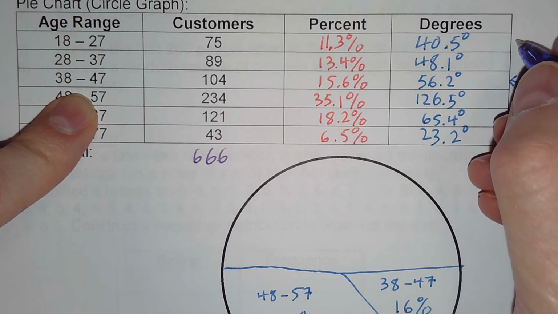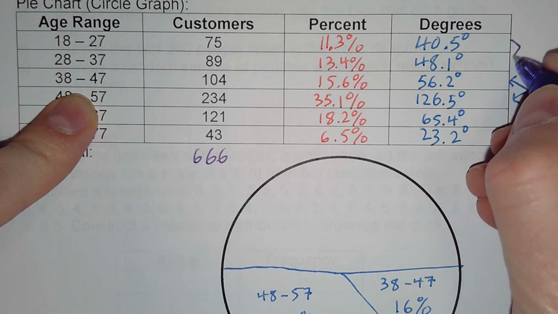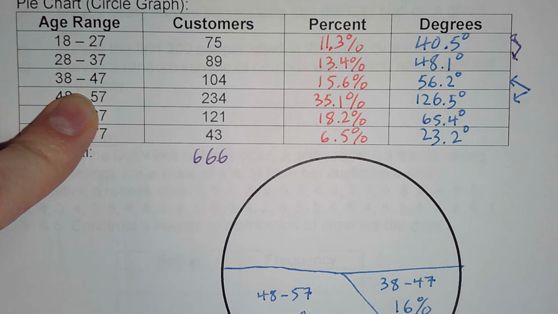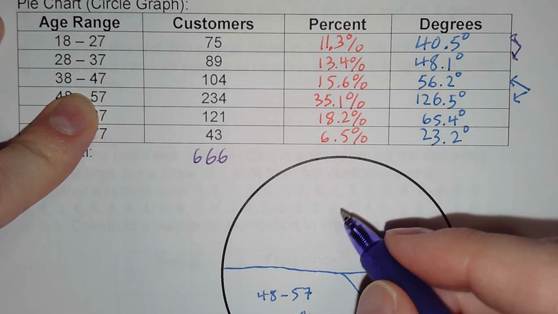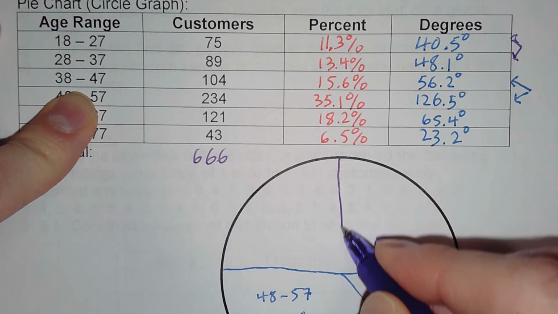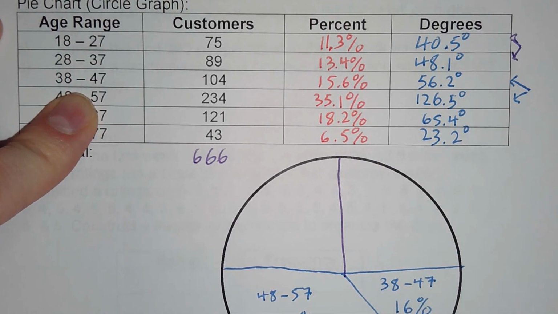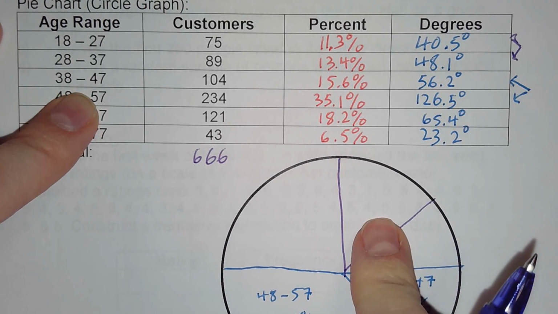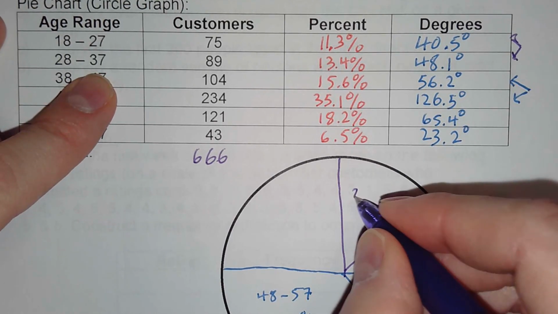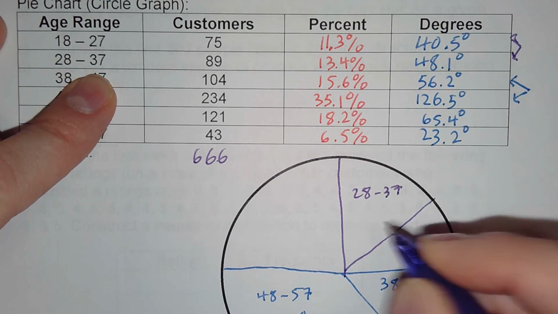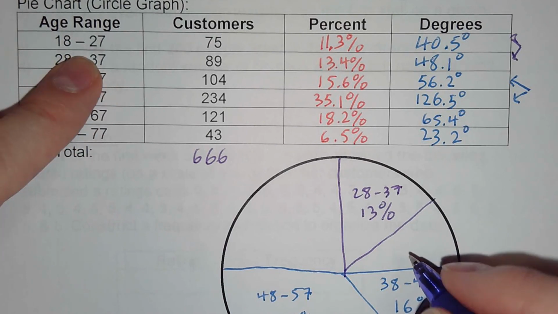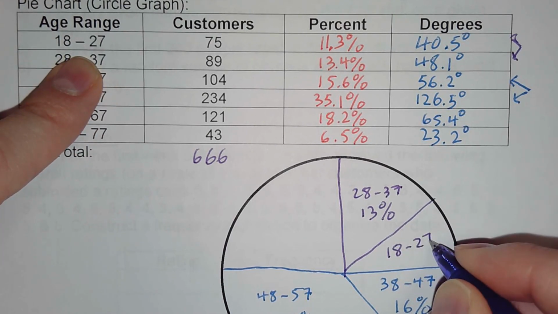Now I'm going to look at these two here. These two together, they're almost 25%, so they're about a quarter. So I'm going to take this segment here. And these are pretty close. I'm going to make this one a little bit bigger. So I draw this sector a little bit bigger. So this would be my 28 to 37. That's about 13% when we round that. And then this would be 18 to 27, and that's at 11%.